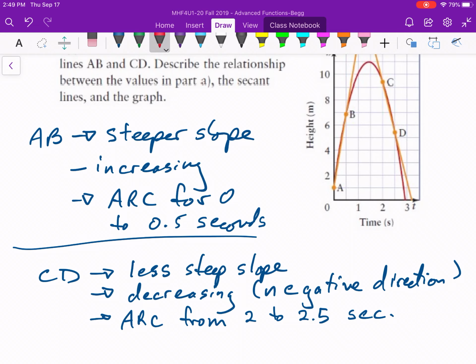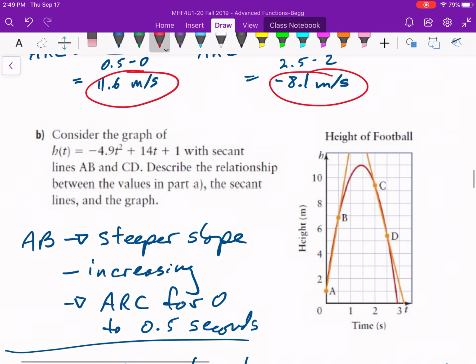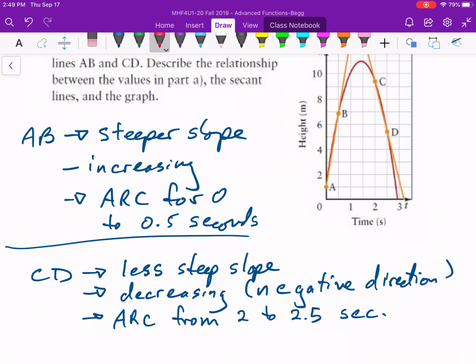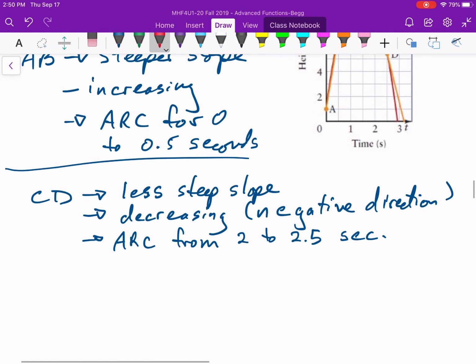And the average rate of change, it is the average rate of change for 0 to 5 seconds. For CD, that is less steep, and we can see it's decreasing as we read it from left to right, like a negative slope, and it corresponds to the average rate of change from 2 to 2.5 seconds, so that would be the negative 8.1 again.